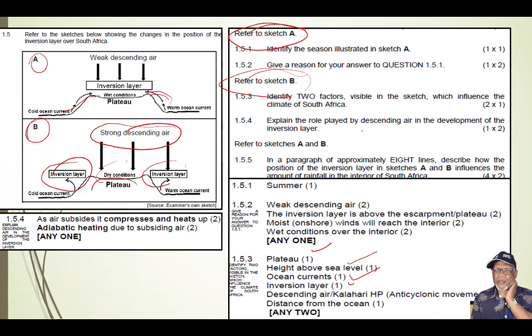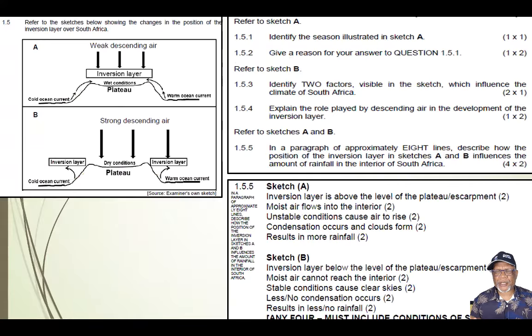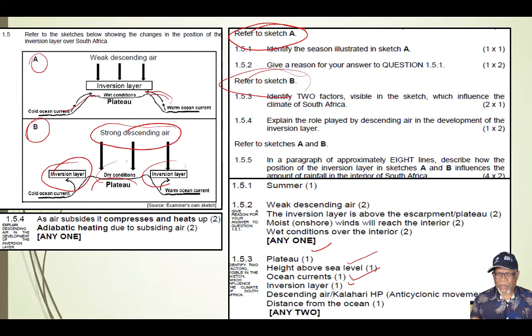Explain the role played by descending air in the development of the inversion layer. What role is played by descending air in the inversion layer? Air subsides, it compresses and heats up. Subsiding air compresses and heats up, which is adiabatic heating due to subsiding air.